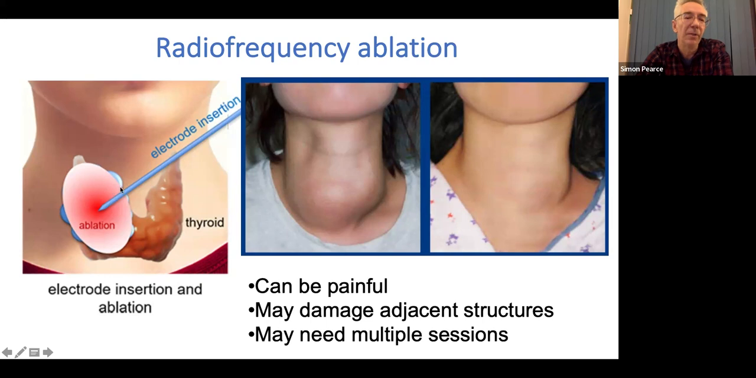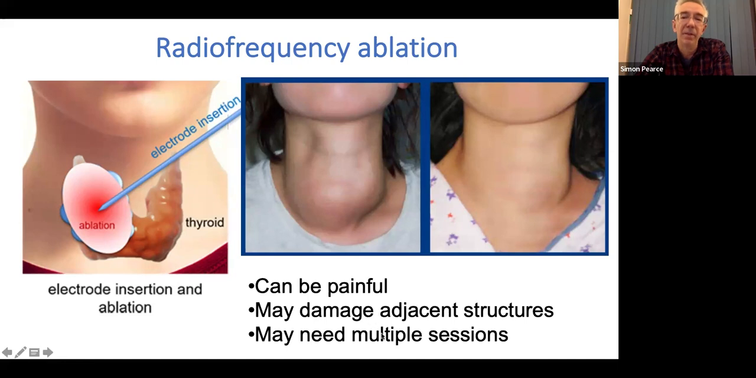So you get multiple little shocks. And sometimes that'll be 2 or 3 different sessions of treatment, depending on how big the nodule is. It can be painful to have this procedure. You can damage adjacent structures in exactly the same way as surgery. So not every nodule is suitable for this radiofrequency ablation.